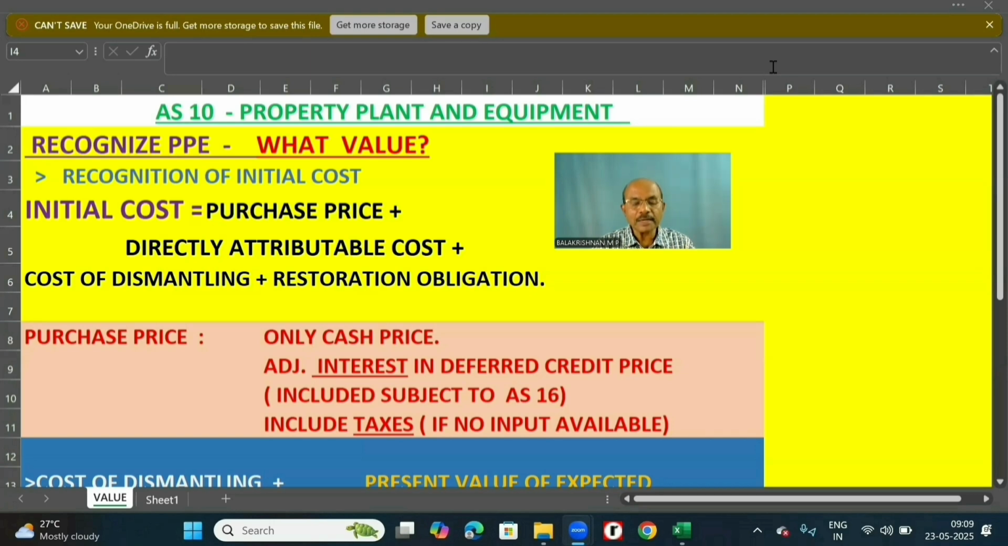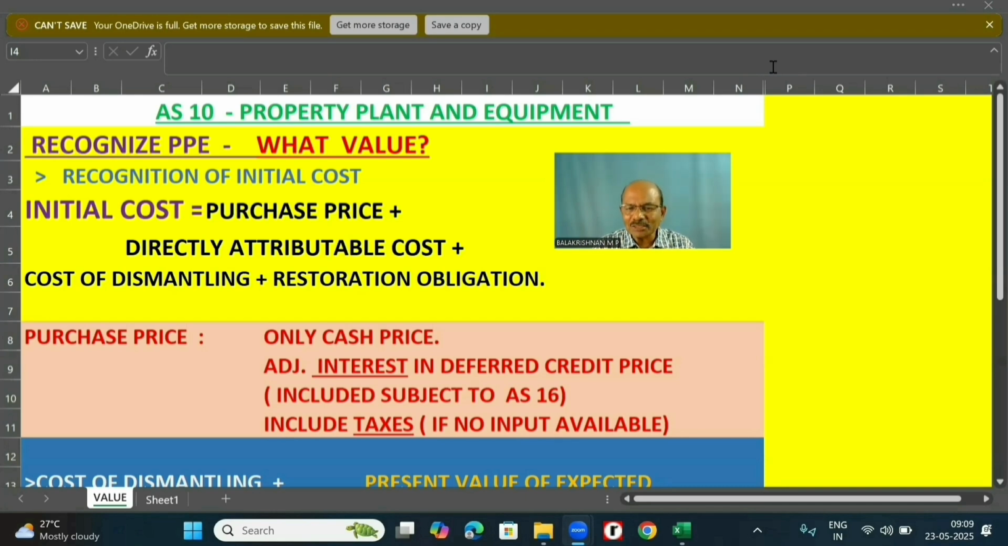Initial cost consists of purchase price, directly attributable cost, cost of dismantling, and restoration obligation. Now, purchase price, cash versus credit. Only cash price should be considered for recognition. When an asset is purchased, the initial cost recognized as part of PPE includes the cash price equivalent of the asset. That means if the asset is bought on deferred credit terms or payment is delayed over time, only the present value, that is cash price. I repeat, only the present value, that is cash price, is capitalized.